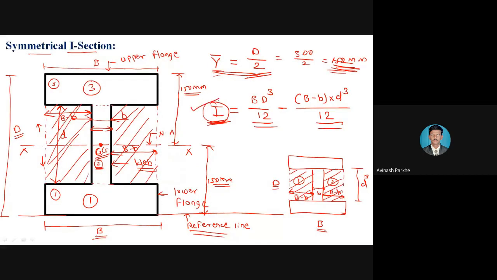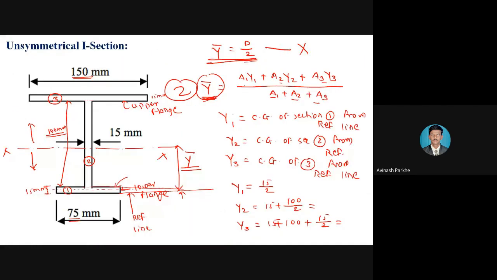Then this is the formula for the I. But for the unsymmetrical section, the formulas are different. Y bar is equal to A1 y1 plus A2 y2 plus A3 y3 divided by A1 plus A2 plus A3. This is for the unsymmetrical section.